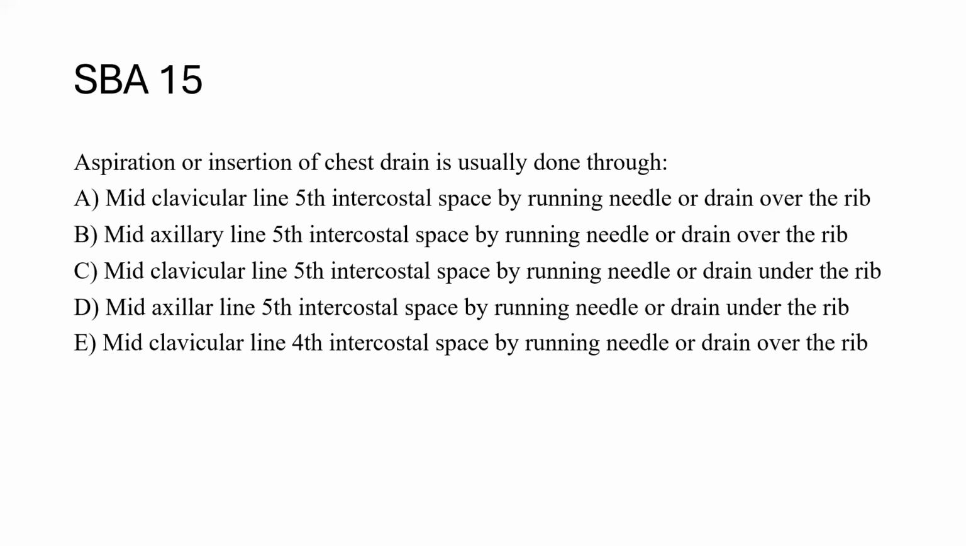Aspiration or insertion of a chest drain is usually done through: mid-clavicular line, 5th intercostal space by running the needle or drain over the rib; mid-axillary line, 5th intercostal space by running the needle or drain over the rib; mid-clavicular line, 5th intercostal space under the rib; mid-axillary line, 5th intercostal space by running the needle or drain under the rib; and mid-clavicular line, 4th intercostal space by running the needle or drain over the rib.